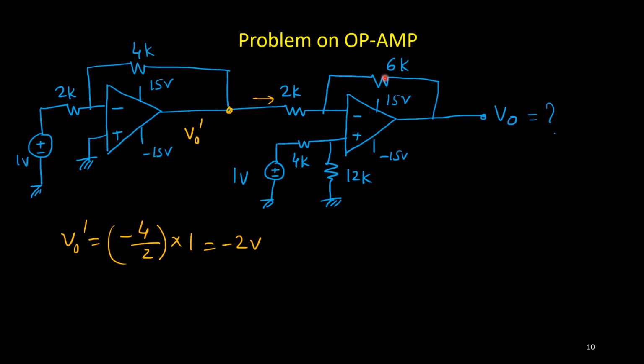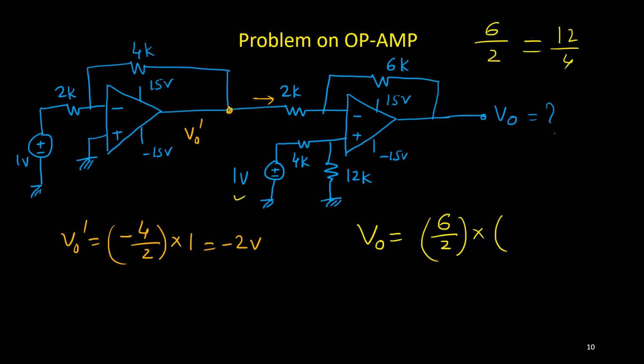Now we need to check this ratio. So 6 by 2 and 12 by 4, is it the same? 6 by 2 is 3 by 1, and 12 by 4 is again 3 by 1. So they are the same. If these two ratios are the same, then easily we can find out this V naught using this subtraction rule. So V naught will be the gain, RF by R, 6 by 2, multiplied by V2 minus V1.